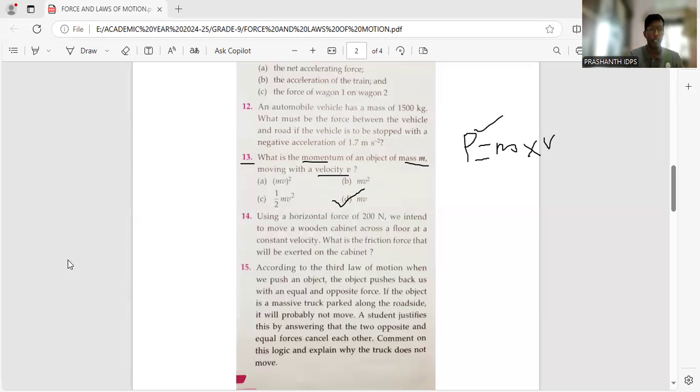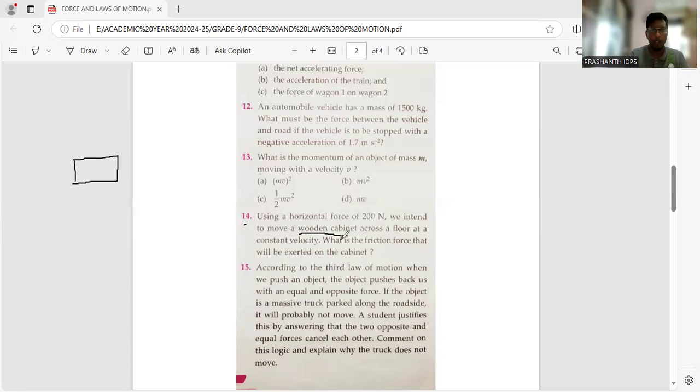Okay, let us discuss the next question, the 14th one. The 14th one is a direct question. Using a horizontal force of 200 newtons, let us consider that this is a body, a wooden cabinet. Using a force of 200 newton, we intend to move a wooden cabinet across a floor at constant velocity.